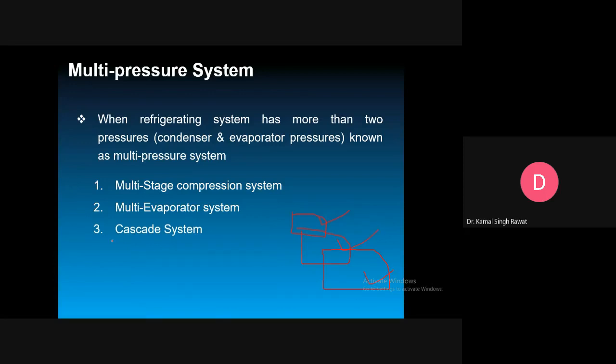So we will discuss in detail why this cascade system is required when we have the multi-stage system, because the multi-stage system also has some limitations. Okay, so we use the cascade system when we require very low temperature, in the order of -100 degree centigrade. Okay, achieving -30 or -50 can be done with a multi-stage system. So we will discuss the limitation of the multi-stage system in the cascade system.